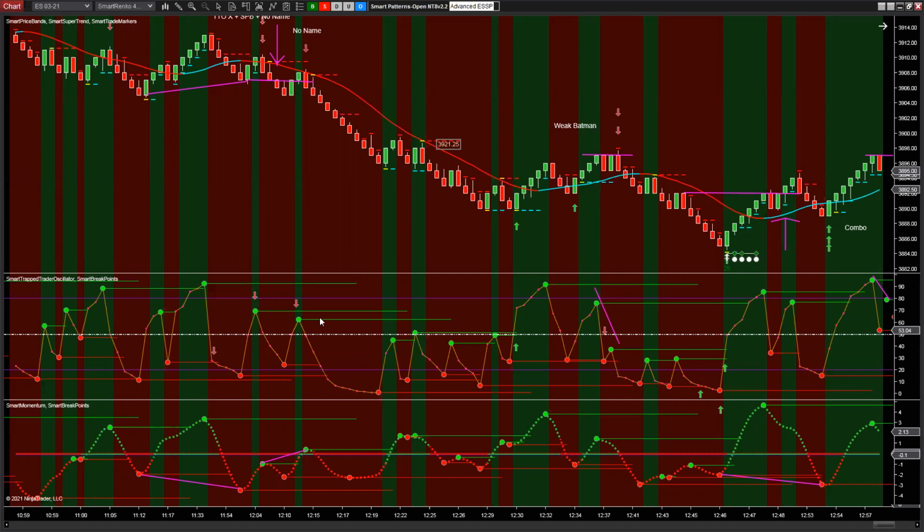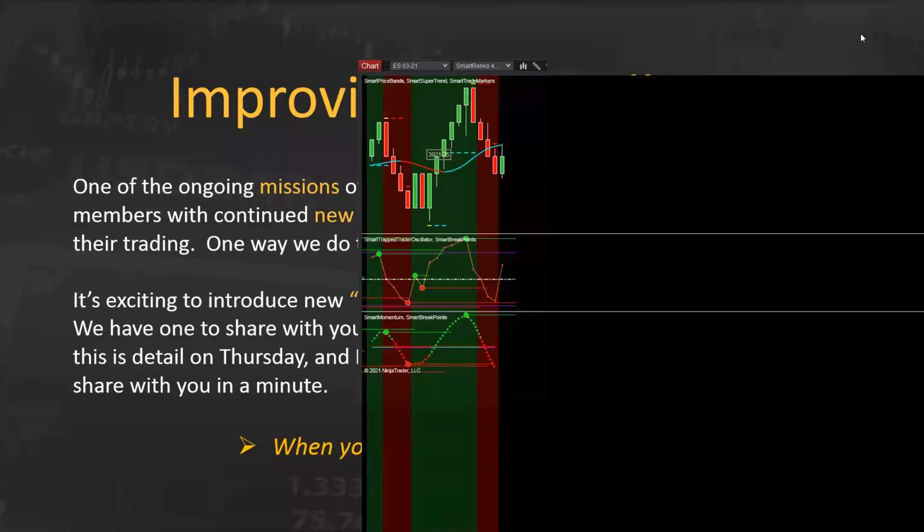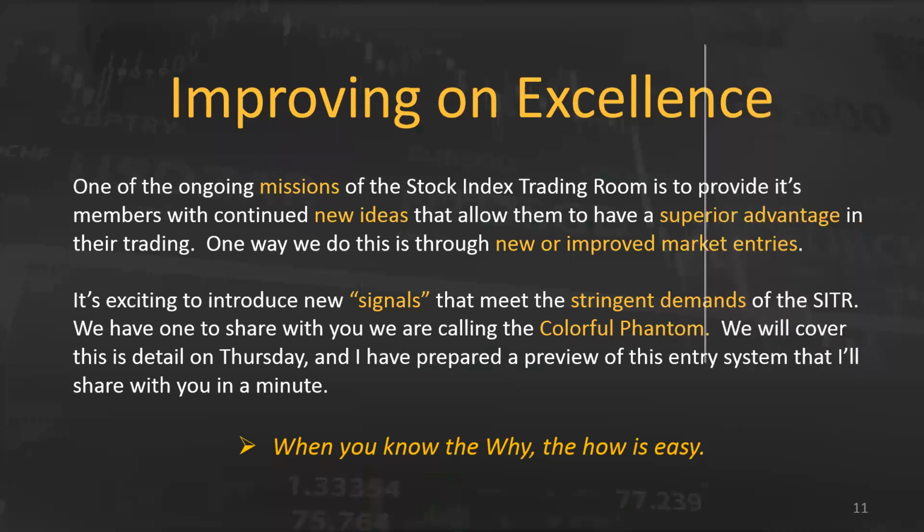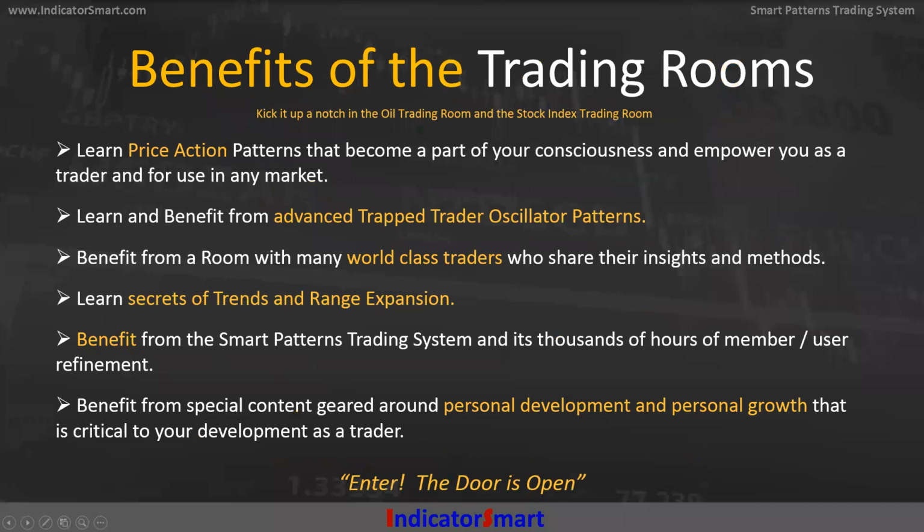So we've started using some other things, and a colorful phantom would have been one of those, and it's incredibly good. So we're not a one-trick pony. We've got other stuff. Let's see, benefits of the trading room. Yeah, this is important.